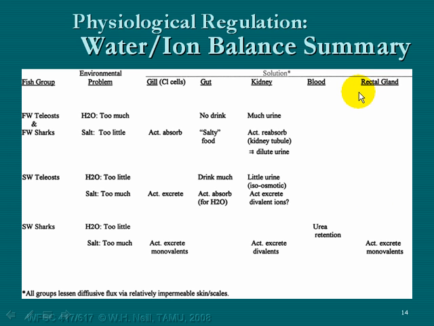And the only thing that the rectal gland is really relevant to are marine sharks. Urea retention is also relevant to marine sharks. And then the kidney functions and the gill functions and the gut functions are pretty much as I laid them out, so you can read the description for yourself there. A little note down here: all the groups lessen diffusive flux via relatively impermeable skin and scales.